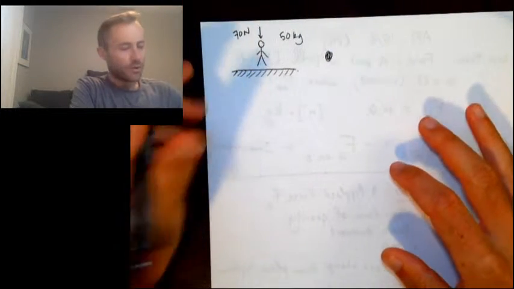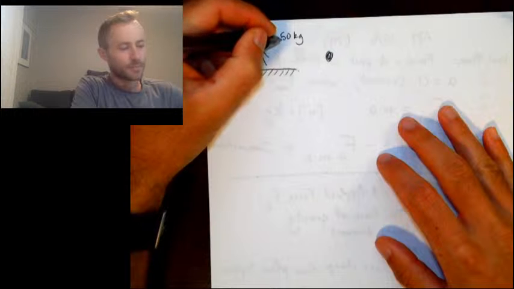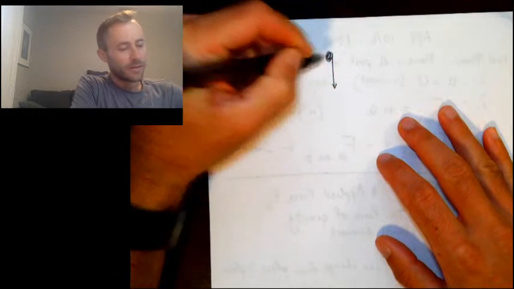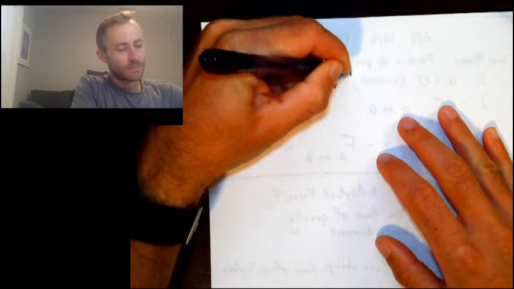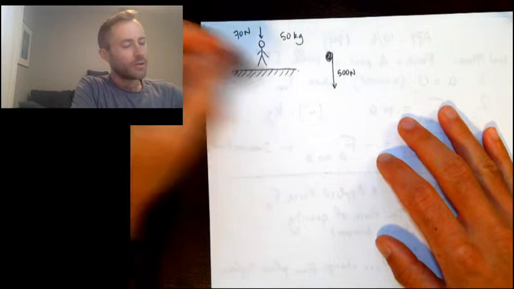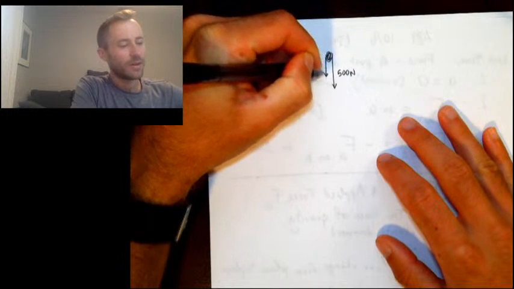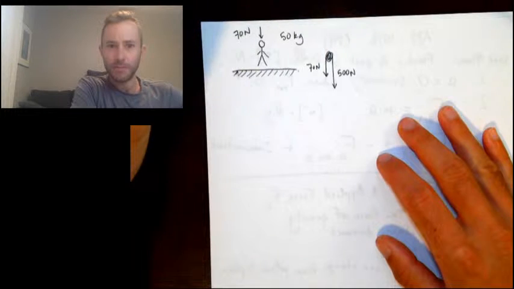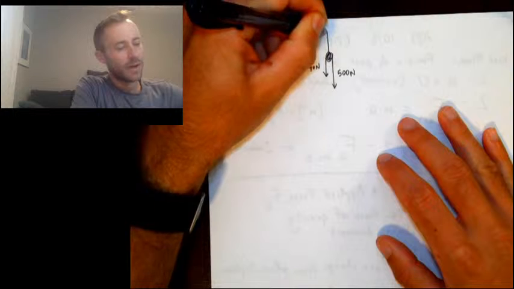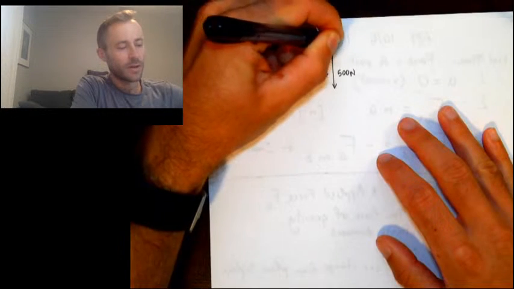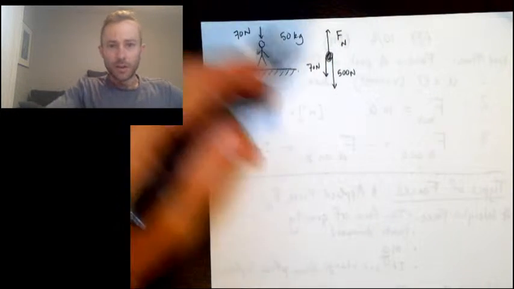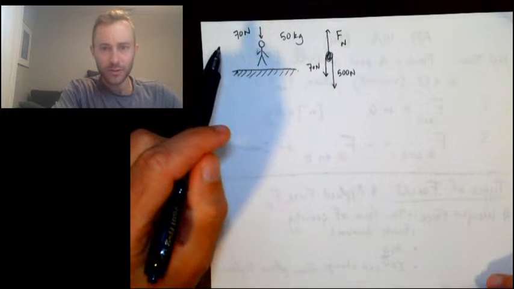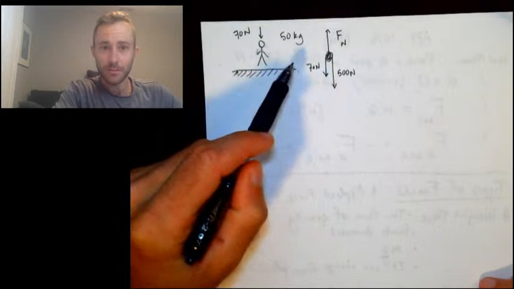Well, you have the weight force going down, which is, again, 500 newtons, 50 times 10. You have the 70 Newton applied force going down, okay? And then you have the normal force going up. All right, so what we can see here is that the total downward force is 570 newtons.